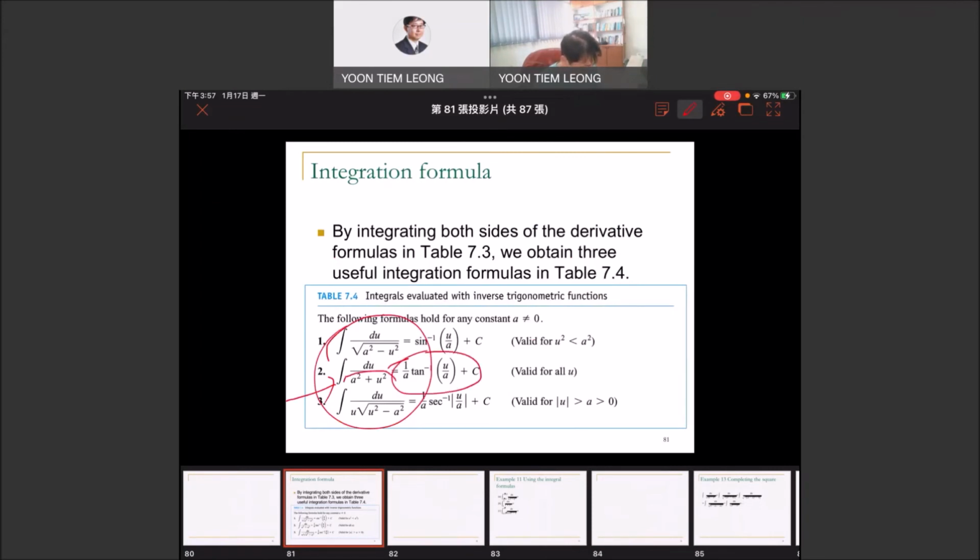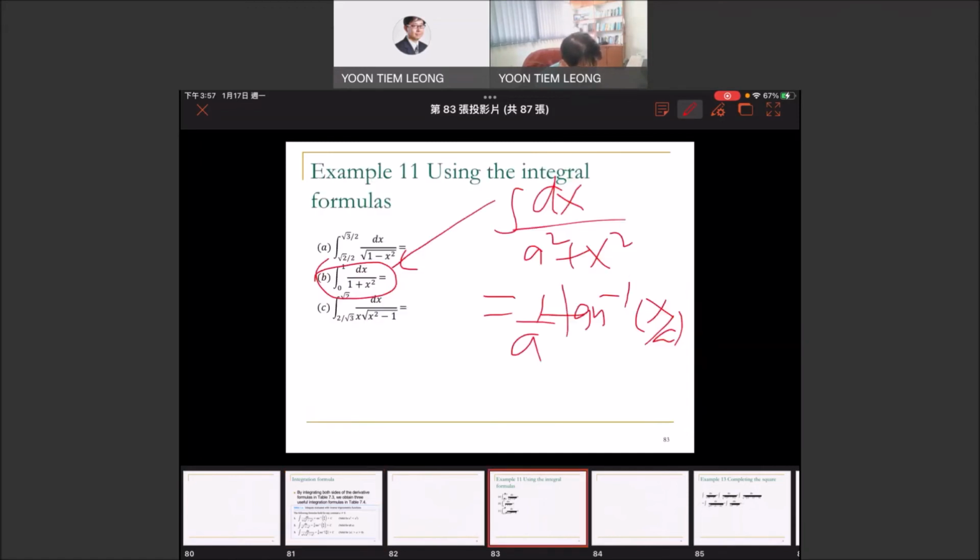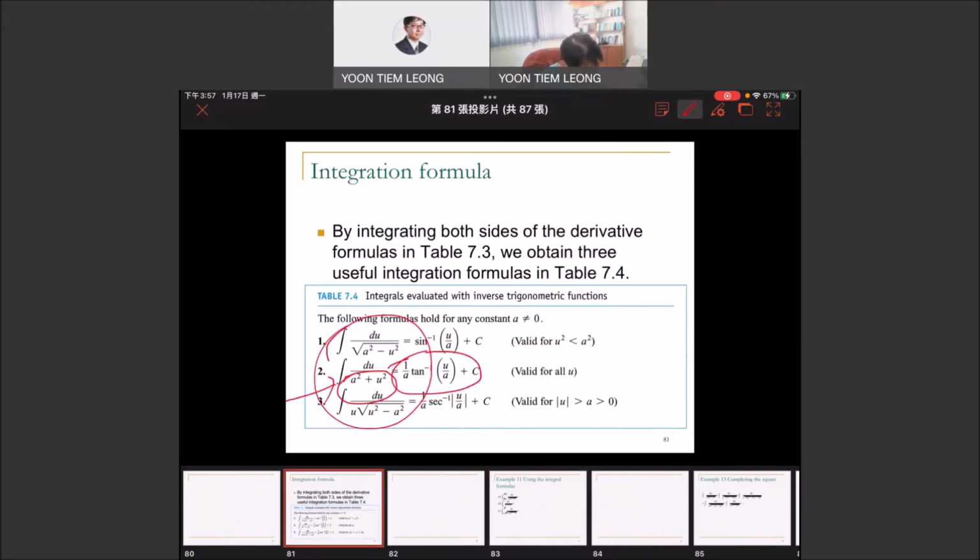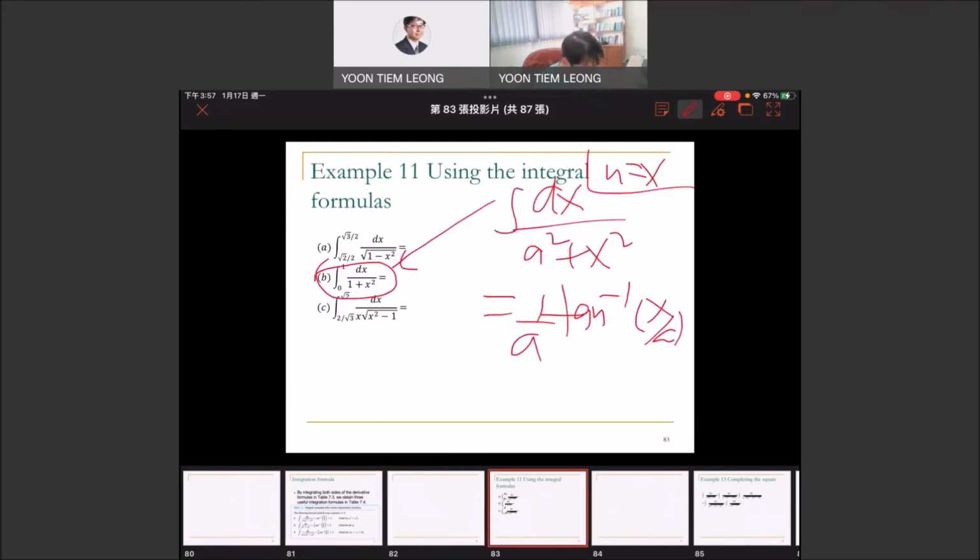So you have a squared plus u squared. So here the u is just x. So you just set u equals x. Then this equation number 2 will reduce to these equations. So you look at this one, the answer is quite straightforward. The answer will be just equal to the integration, which is arctangent of x over a.